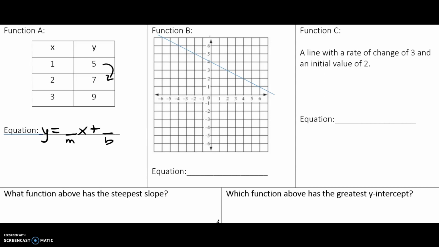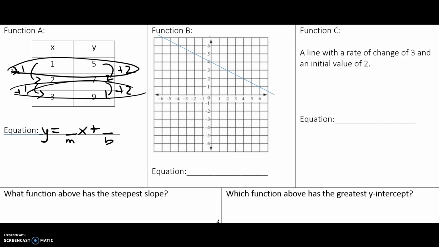In a table, I can just see how my table changes. So to get from 5 to 7, I add 2. To get from 1 to 2, I add 1. To make sure this is a constant rate of change, let's make sure this stays the same. 7 to 9, yep. And 2 to 3, yep. So my rate of change is constant. That means this is linear. I go up 2 and right 1. So my slope is 2.